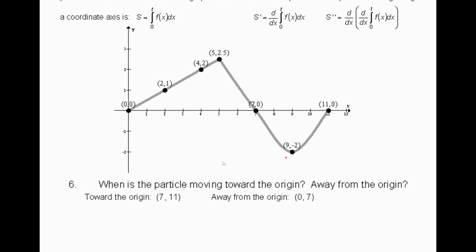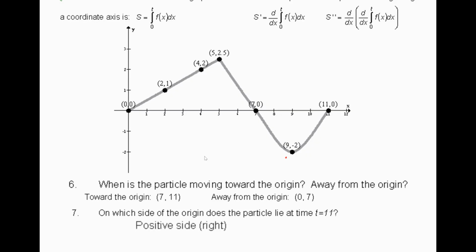And on what side of the origin does the particle lie at time t equals 11? So I'm looking at my net. This is positive. That's a little bit less, and it's negative. I combine those together, and I end up with the positive side to the right.